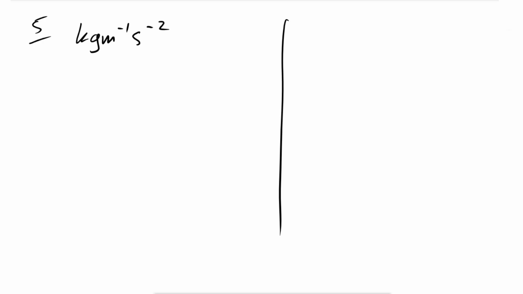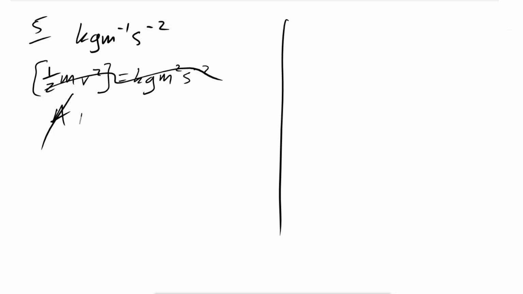Let's go with kinetic energy first because that's fairly easy. So the units of kinetic energy is going to be kilograms, meters squared, seconds to the minus 2, because it's meters per second squared. So it's not that one, so it can't be A and it can't be B.